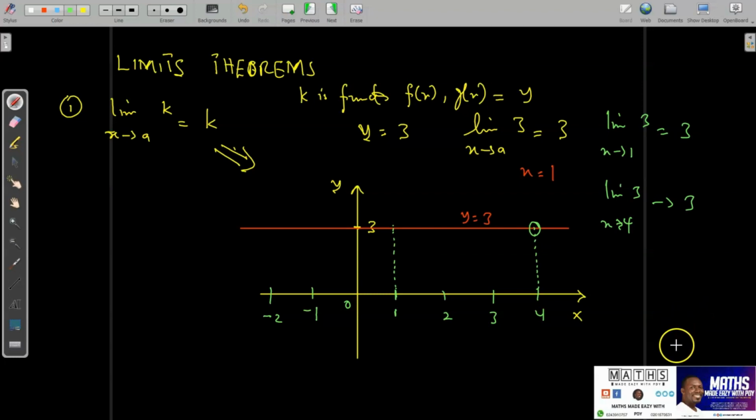Please, am I clear? Yes, sir. So again, if I have the limit of 3 as x approaches -1, the answer is going to be what? 3. So the first theorem we need to have in mind is that the limit of a constant number as x approaches any number at all is still the constant number.